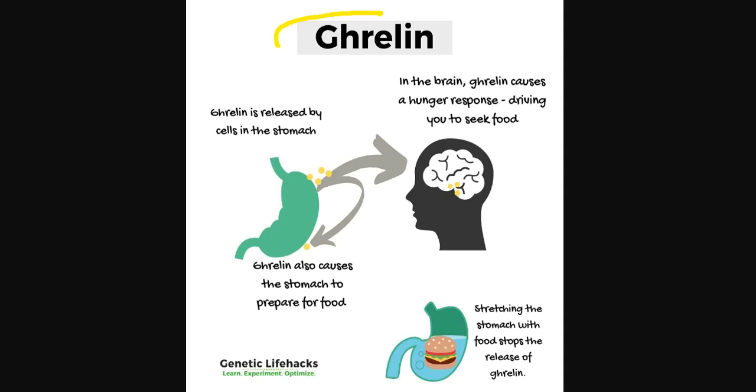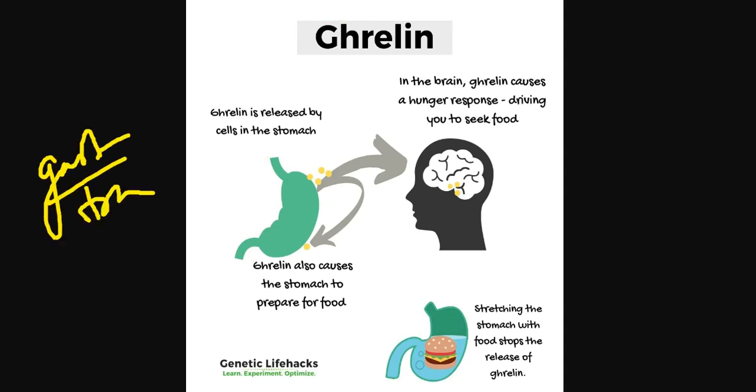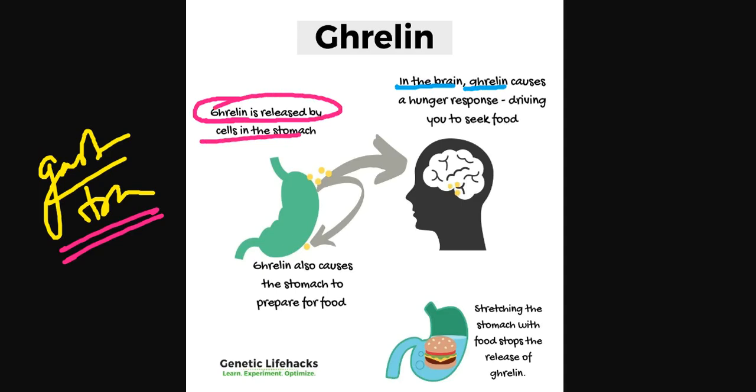Okay, so where is ghrelin? Ghrelin is released by cells in the stomach. Your gastrointestinal tract has some cells that release ghrelin, and what will happen eventually in the brain? Ghrelin causes a hunger response, driving you to seek food.